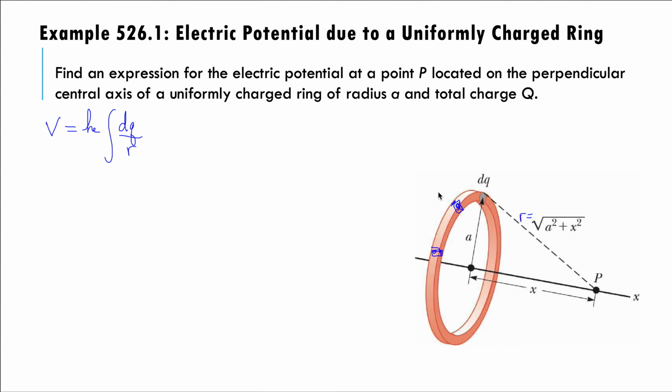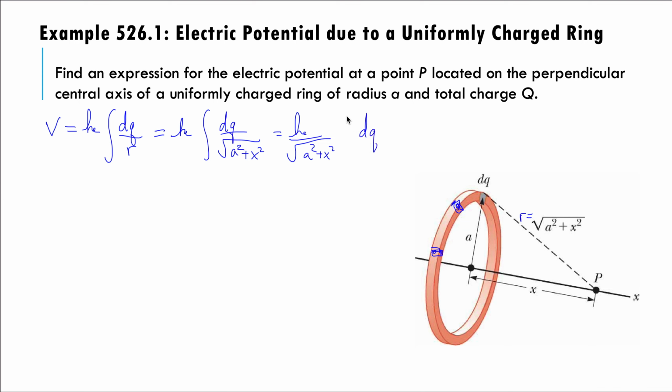First of all, we can write r in terms of the givens in the problem, which is the radius a and the distance x. Assuming those are the givens in the problem, we always want to write our answer in terms of the given variables. So we get Ke, the integral of dq over the square root of a squared plus x squared. And we know that a squared plus x squared is a constant, so it comes out of the integral. Ke over square root of a squared plus x squared, and now we have the integral of dq.